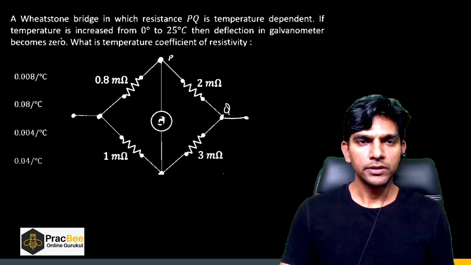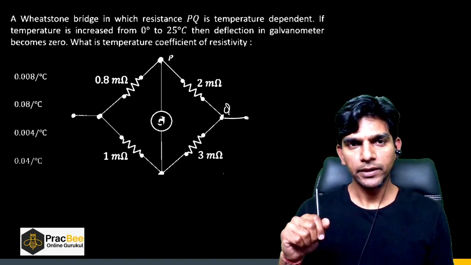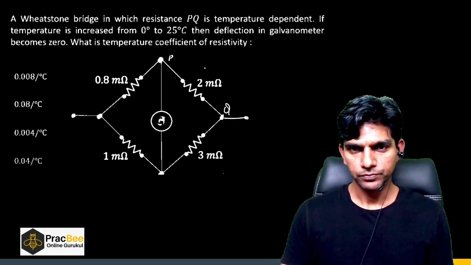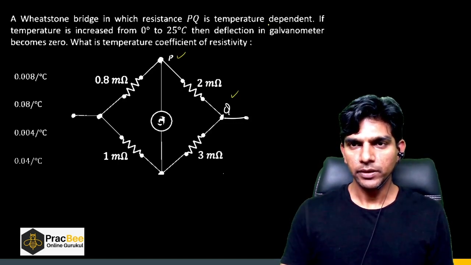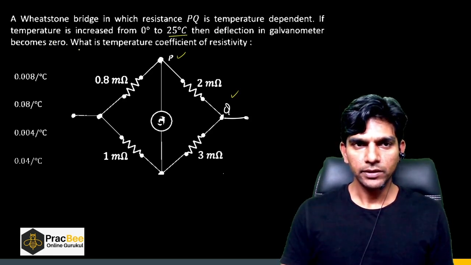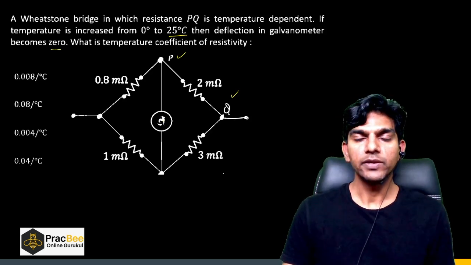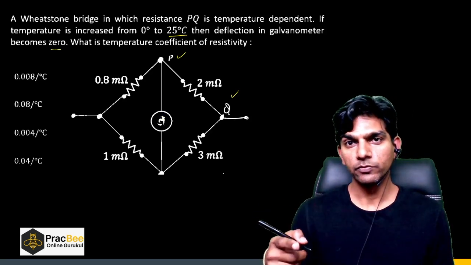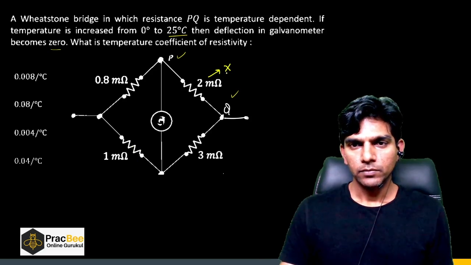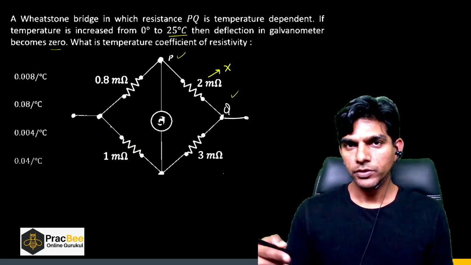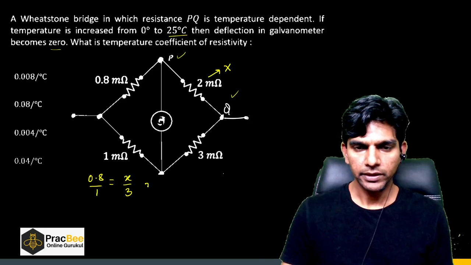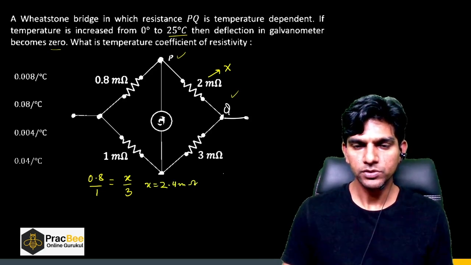Right. So the next question is again from current electricity, and it is from Wheatstone bridge again. A Wheatstone bridge is given in which the resistance PQ is temperature dependent. If temperature is increased from 0 to 25 degrees Celsius, then deflection in galvanometer becomes 0. So when the deflection in galvanometer becomes 0, this Wheatstone bridge will be balanced. So let us say this value becomes X. When it becomes X, the Wheatstone bridge will become balanced. So we can say 0.8 by 1 will be equal to X by 3. So from here, X becomes 2.4 milliohms, right?